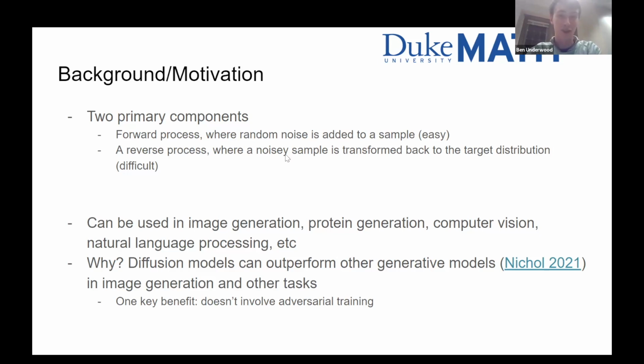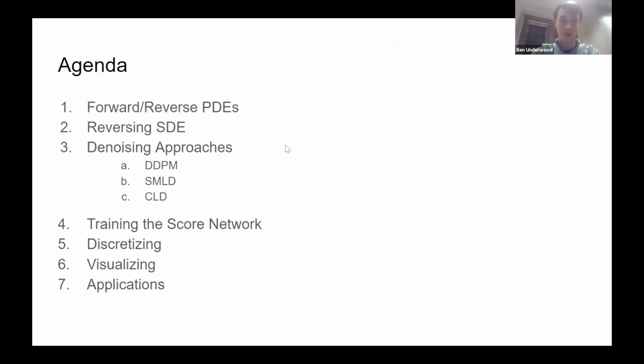Here's sort of what we're going to be covering today. Forward and reverse PDE representations of probability distributions, along with reversing the SDEs. And then we'll cover a couple of key denoising approaches. And then we'll talk about how to train the score network, discretizing, and visualizing this process. And then the last quarter will be about applications.